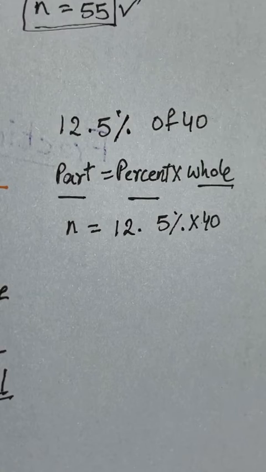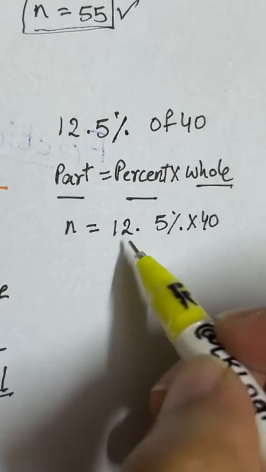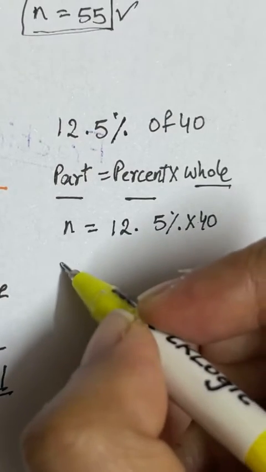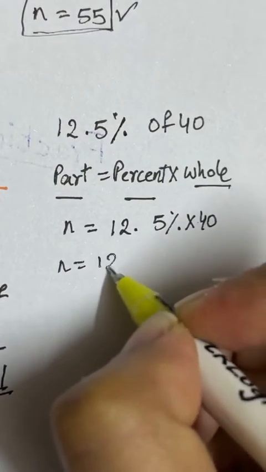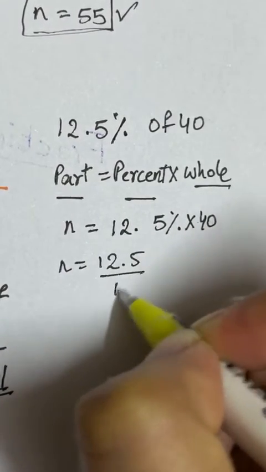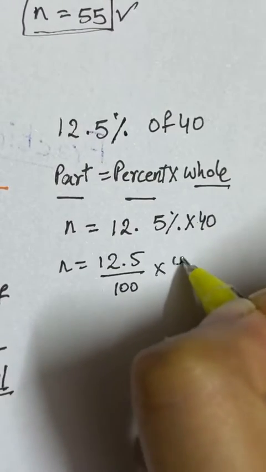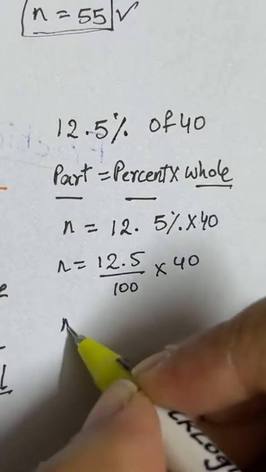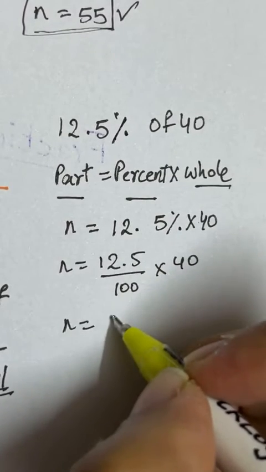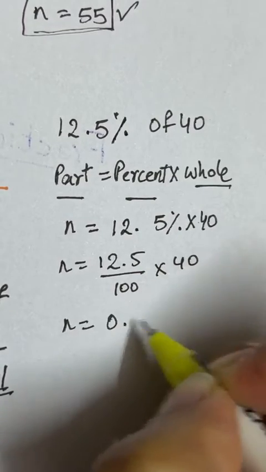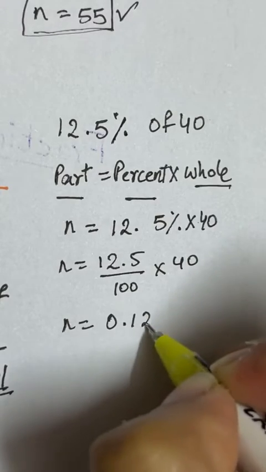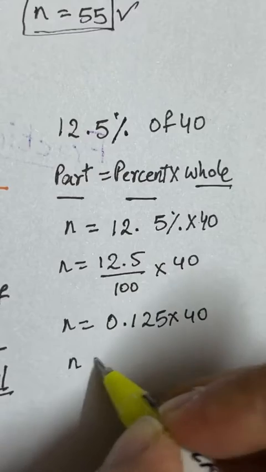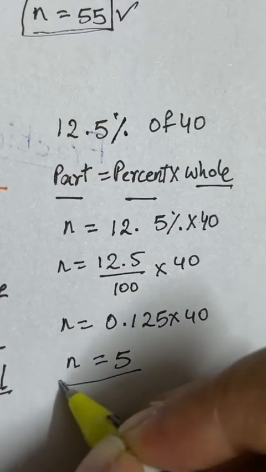So you need to convert the percent to decimal first. 12.5 out of 100. This percent symbol changes to out of 100. That's equal to 12.5 divided by 100 times 40. So 12.5 over 100 is 0.125. 0.125 times 40. So what are we going to get? n is equal to 5. That's it.